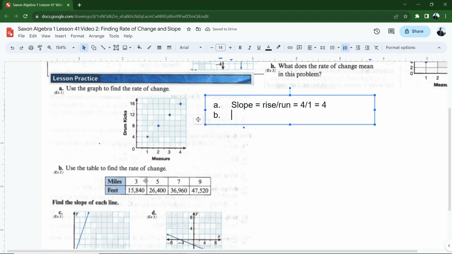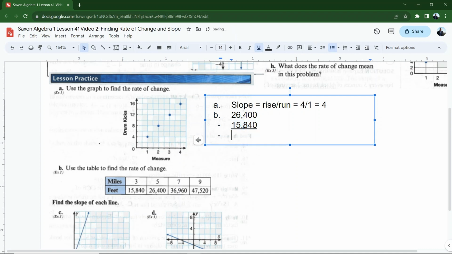Let's take a look at B. In B, I'm going to have to do some math. I need to figure out what 26,400 minus 15,840 is. I wonder. The reason I'm doing this is because I think that each of these is going to be the same distance apart. If I could figure out what the distance they are apart is, that would help me figure out my run.